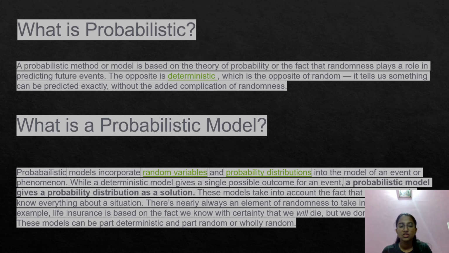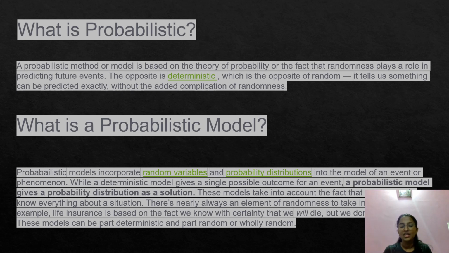Now let us read what a probabilistic model is. Probabilistic models incorporate random variables and probability distributions into the model of an event or phenomenon, while a deterministic model gives a single possible outcome for an event. A probabilistic model gives a probability distribution as a solution at the end. These models take into account the fact that we can rarely know everything about a situation. There's nearly always an element of randomness to take into account.